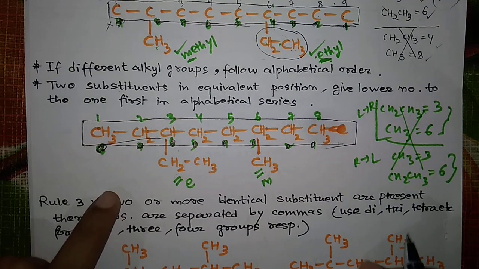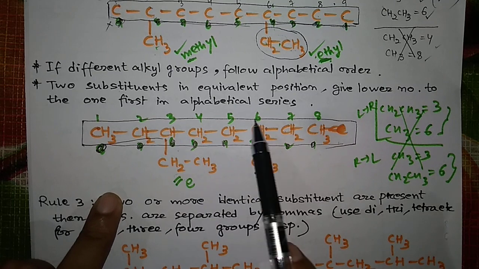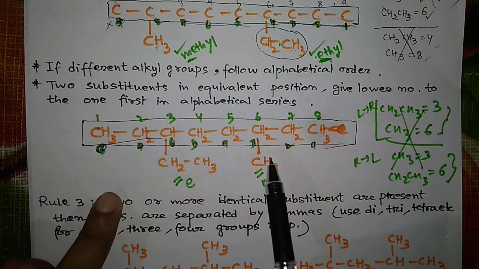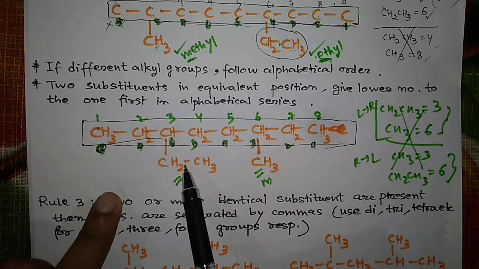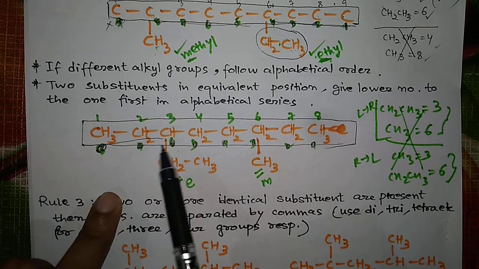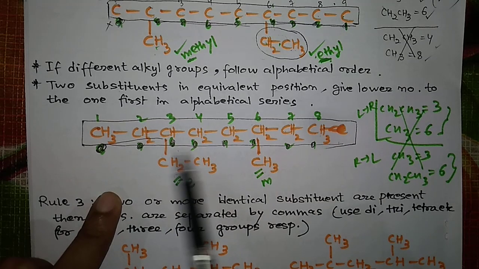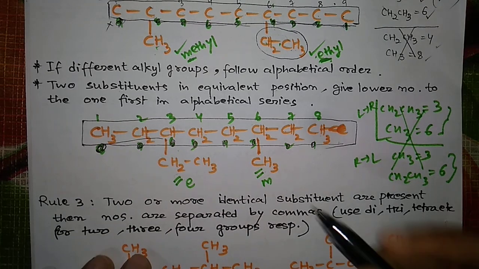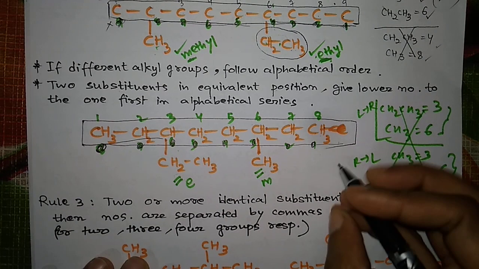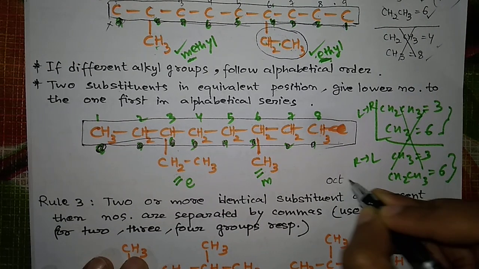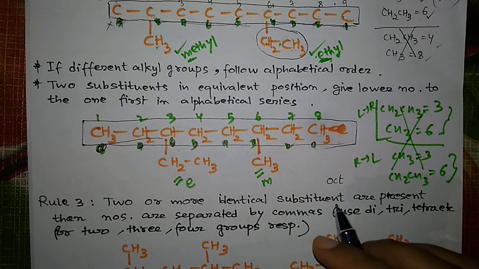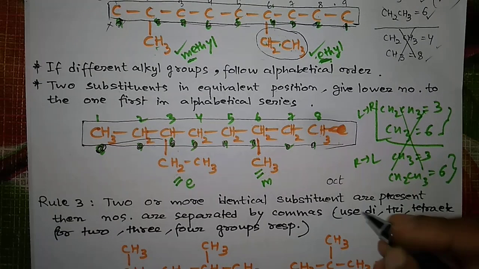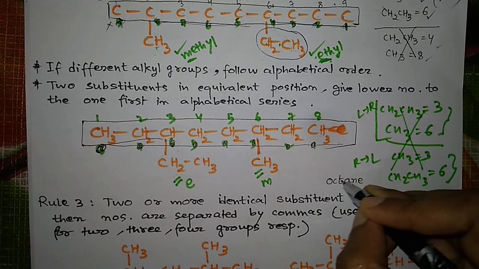So I hope this part is clear, that whenever there will be the same number from both sides of the substituent, you choose the one which is first in the alphabetical series, okay? So now we can number easily, and now since we have numbered, we can write the name also. So how we will write the name? 8 carbons are there, so 8 carbons means oct, and since only single bonds are there, it will be octane.